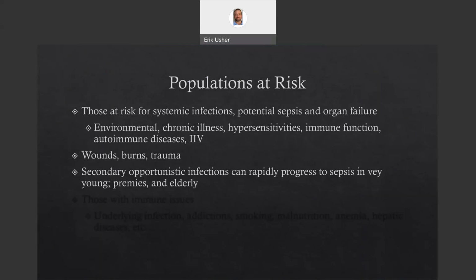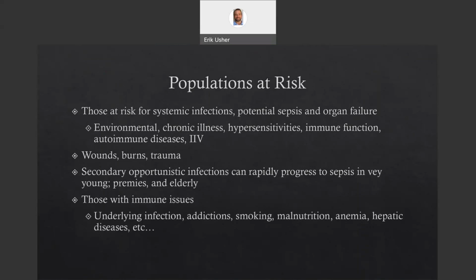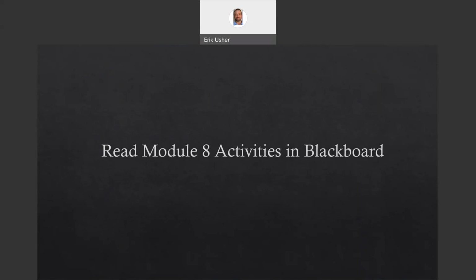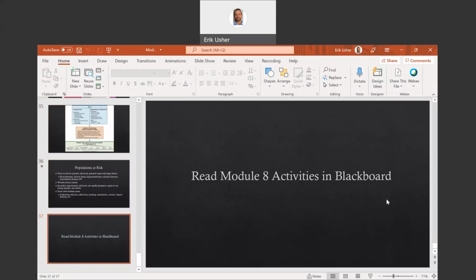Populations at risk are those with potential for sepsis and organ failure: environmental, chronic illnesses, hypersensitivities, immune function, autoimmune diseases. So these are all populations that are at risk for systemic infections, potential sepsis, and organ failure. People with wounds, burns, and trauma. Secondary opportunistic infections can rapidly progress to sepsis in the very young, preemies, and elderly, again, at-risk populations. And those with immune issues, underlying infection, addiction, smoking, malnutrition, anemia, and hepatic diseases. And that is a really quick Module 8. It just had over those that we didn't want to lump in with Module 7 last week.